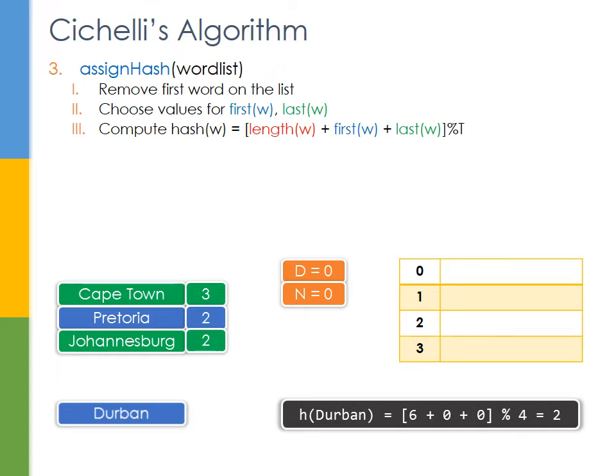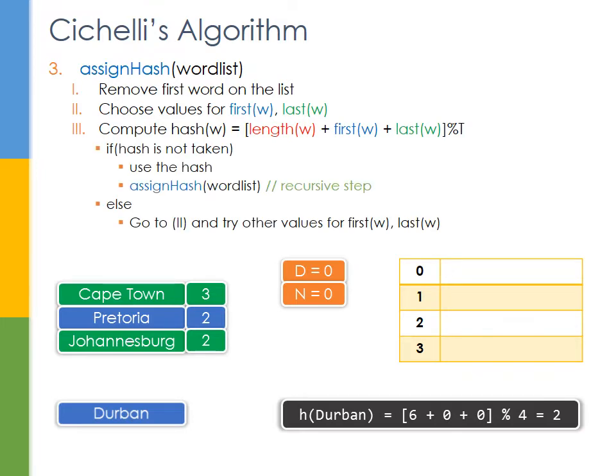Both of those are 0. So we have 6 mod 4, which gives us 2. And now we are going to try and place the word. We will first check if that particular hash that we've generated is taken. If it's not taken, we're going to use it, and then we're going to recursively try to hash the next word in our sequence of words. Otherwise, if there is a clash and the place is already taken, then you obviously have to go back to your choice of values for D and N and try different values.